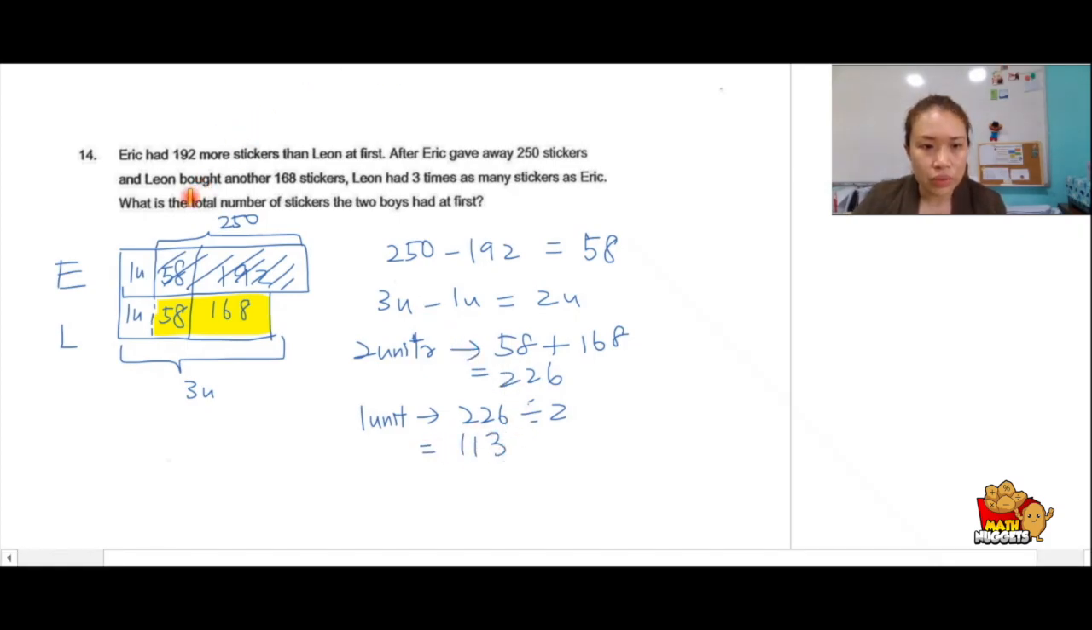The question wants us to find the total number of stickers that the 2 boys had at first. Okay, at first would be for Eric up till here, and as for Leon up till here. Okay, so how should we do that? So for Eric at first would be 113, which is 1 unit, plus 250. And as for Leon, he would be 1 unit, 113, plus 58.